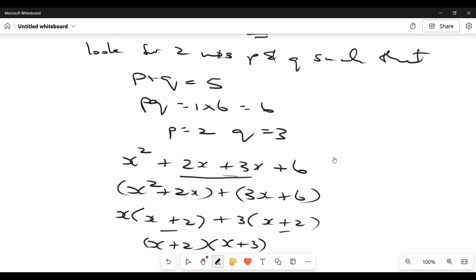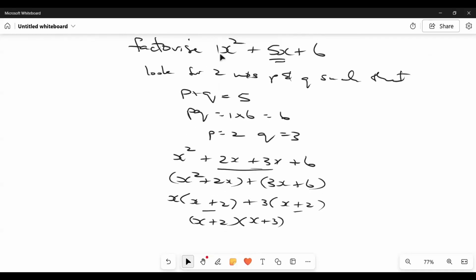And that's it. So we have successfully written x squared plus 5x plus 6 as a product of two factors, x plus 2 and x plus 3. Because that's what factorization is: writing something as a product of its factors. Follow that one? Let's do another one.